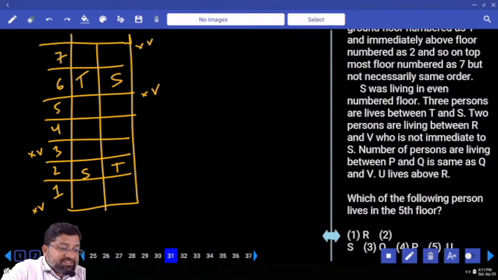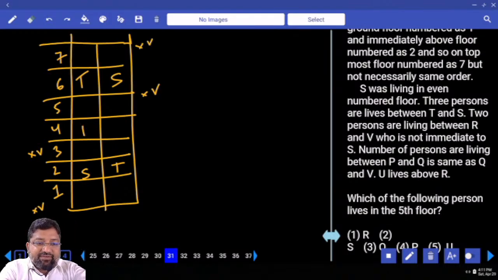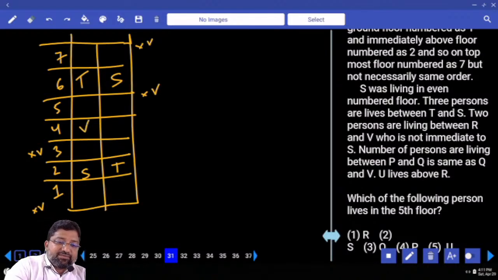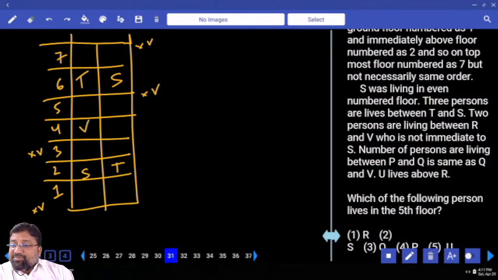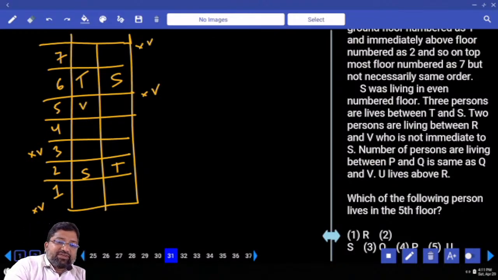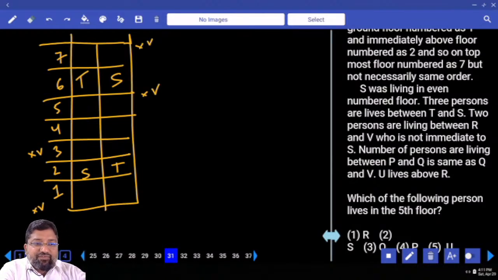How many possibilities are there? Can I take V, P here? Sorry, V. Can I take V here? Why? How many persons between V and R? 2 people between V and R. There is a possibility. Can I go for V here? Come on. Can I go for V in the 7th floor? Yes or no? So what's going on here? What are we doing?